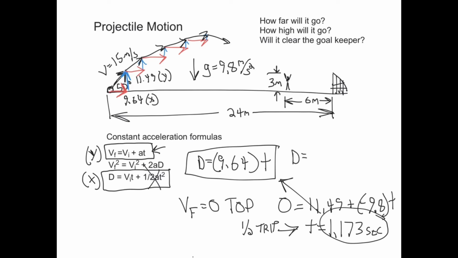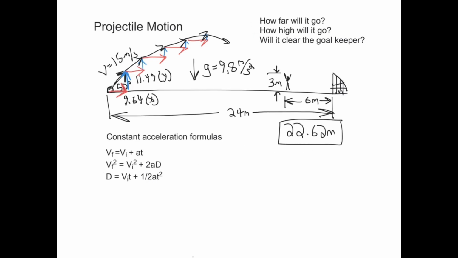So if we plug in that time into the displacement formula, we'll find that the displacement to go halfway is 11.31 meters. And we would just need to double that to realize that it is going to be about 22.62 meters. So we think that the ball will just land in front of the goal and probably will just bounce into the goal, 22.62 meters, but will it clear the goalkeeper?